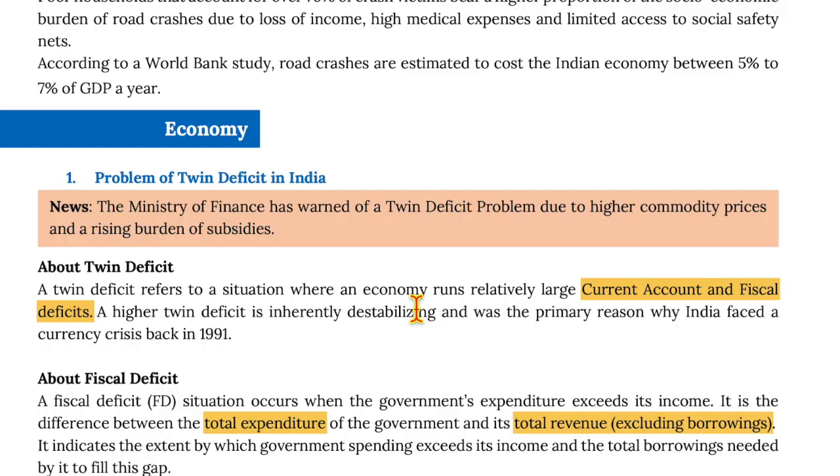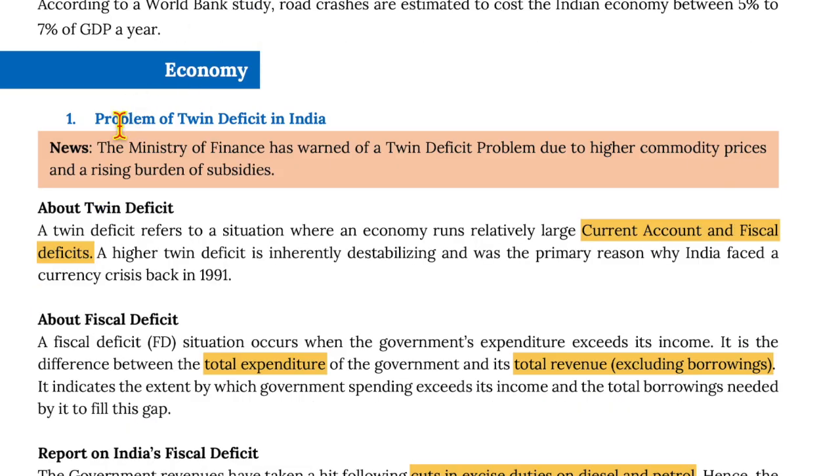Now let's move on to the economy section from the month of July. The first topic we have is the problem of twin deficit in India. Now the Ministry of Finance has warned of a twin deficit problem due to higher commodity prices and a rising burden of subsidy.